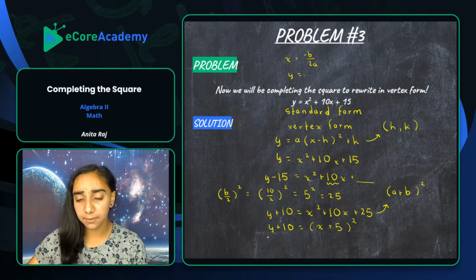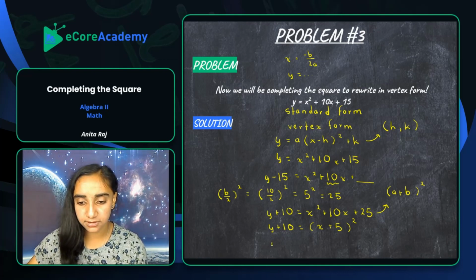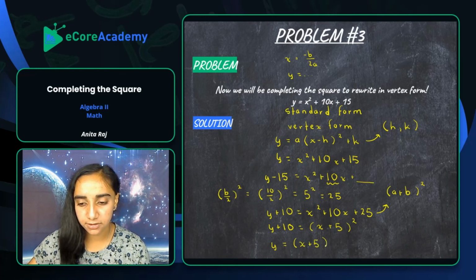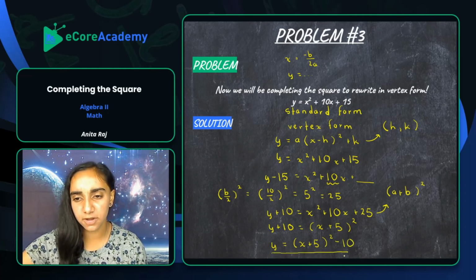And the last step is going to be subtracting 10 from both sides, and I'll explain why after I do it. So if you subtract 10 from both sides, you get x plus 5, that quantity squared, minus 10, because you're subtracting 10. This would be your answer, and you might be confused as to why that is your answer.